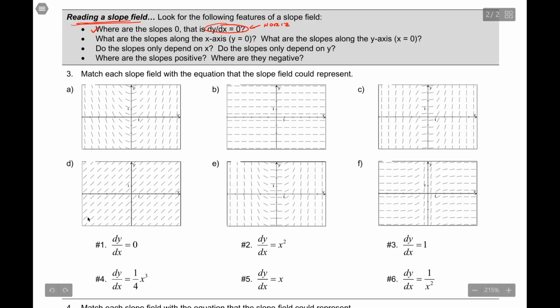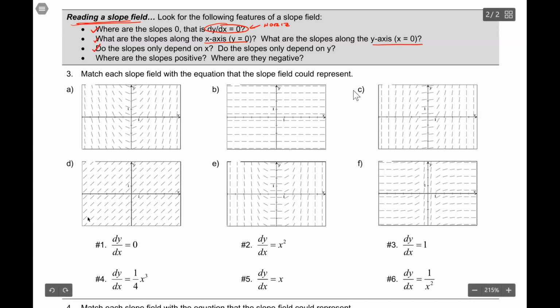Second thing, what are the slopes along the x-axis? That's when y equals 0. And what are the slopes along the y-axis when x equals 0? Why do I highlight these? Those values can be very revealing about which differential equation you're looking for if you're trying to match a slope field to a differential equation.